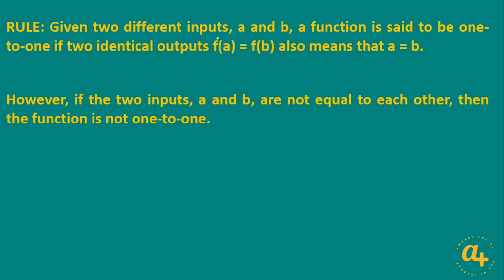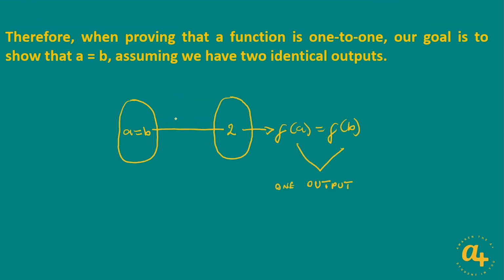Given two different inputs, A and B, a function is said to be one-to-one if two identical outputs, f of A equals f of B, also means that the input A equals the input B. However, if the two inputs A and B are not equal to each other, then the function is not one-to-one. Therefore, when proving that a function is one-to-one, our goal is to show that A equals B, assuming we have two identical outputs.